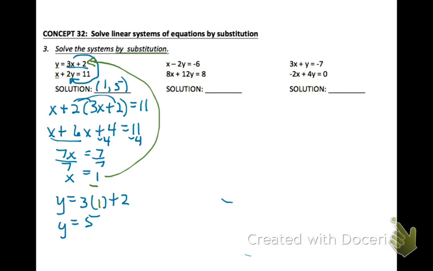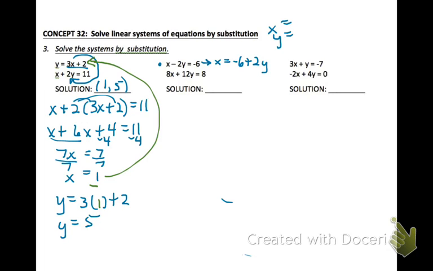Now on the second one, I started the same way. I look for one of my equations that is either in x equal or y equal form. If neither one of them are, I just do the math to get it that way. And so my first equation looks to be the easiest because I can simply add 2y to both sides. So I'll get x equals -6 plus 2y.